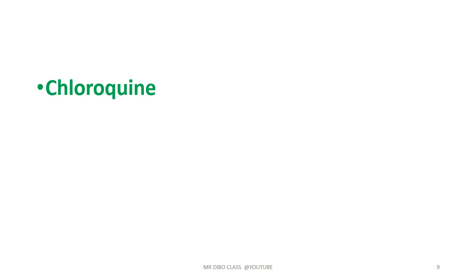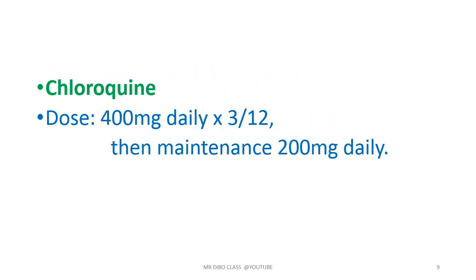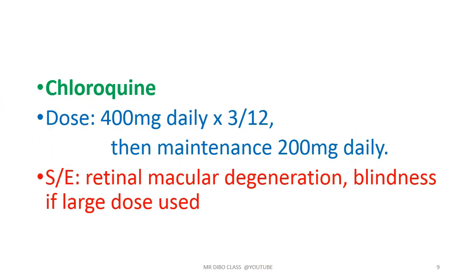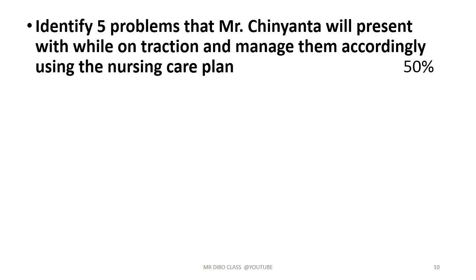The other drug we can discuss is chloroquine. Chloroquine also can be given in management of rheumatoid arthritis. The dose you can go for is 400 milligrams daily for 3 months, and then the maintenance dose can be 200 milligrams daily. Side effects include retinal macular degeneration and blindness if large doses are used.